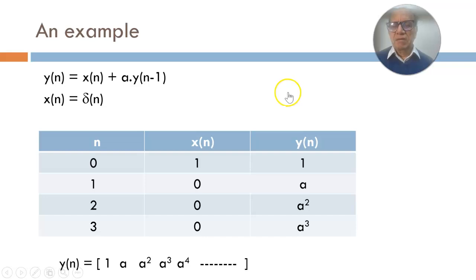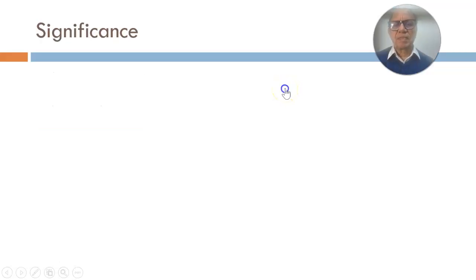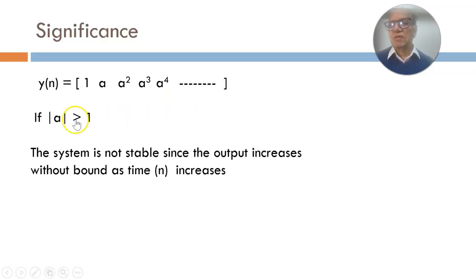Okay. Now, the fact that the IIR filter has an impulse response which is infinite has a couple of important points. So let us discuss them. What is the significance of this impulse response being infinite? So first of all, suppose you assume that mod of a, so a could be negative or positive, but suppose mod of a is greater than 1, then what will happen?